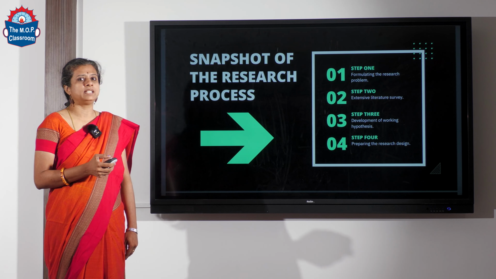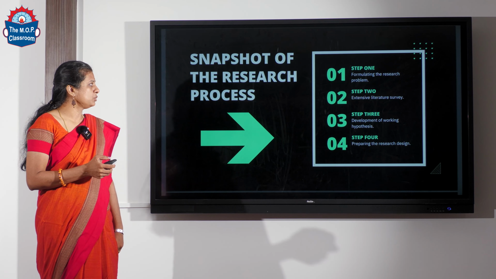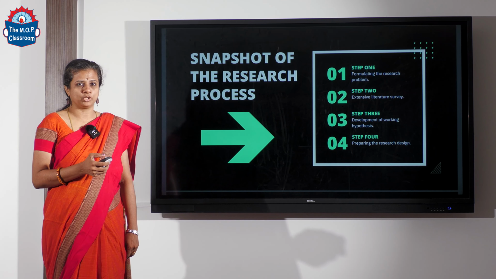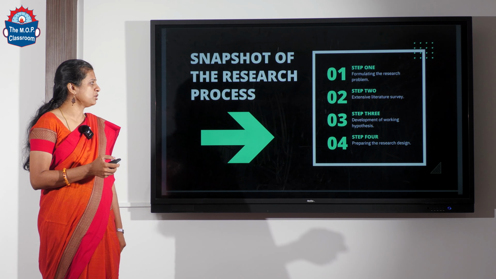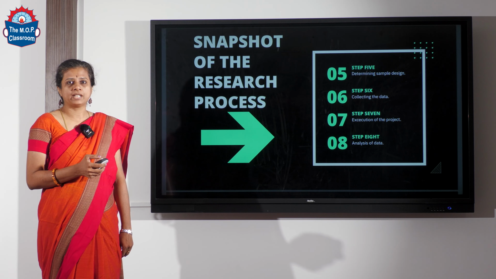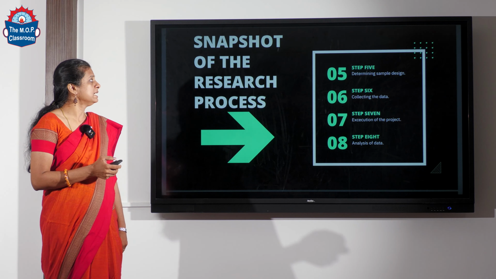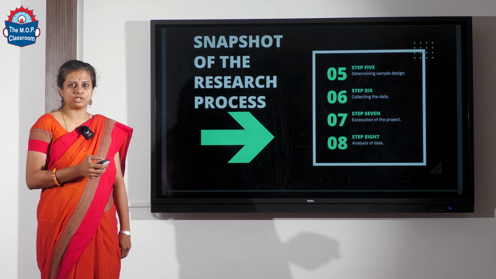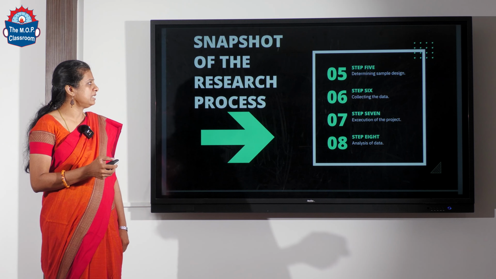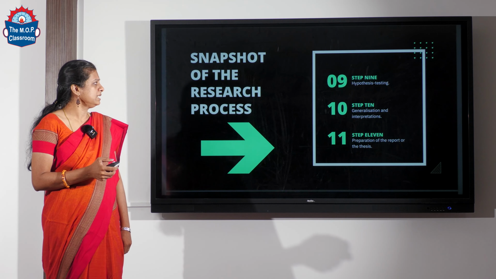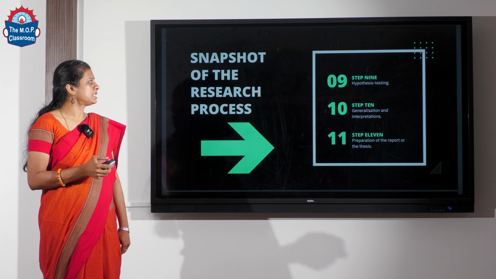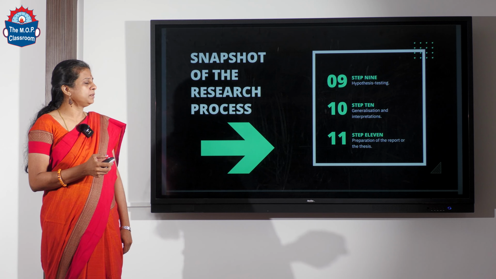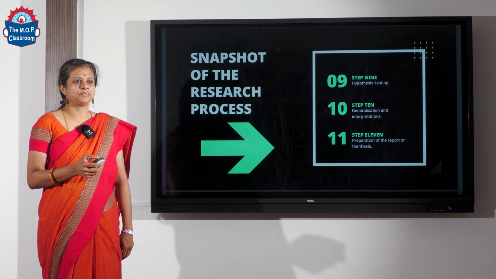Step 1, formulating the research problem. Step 2, extensive literature survey. Step 3, development of working hypothesis. Step 4, preparation of the research design. Step 5, determining the sample design. Step 6, collecting the data. Step 7, execution of the project. Step 8, analysis of data. Step 9, hypothesis testing. Step 10, generalization and interpretation. And step 11, preparation of the report or the thesis.